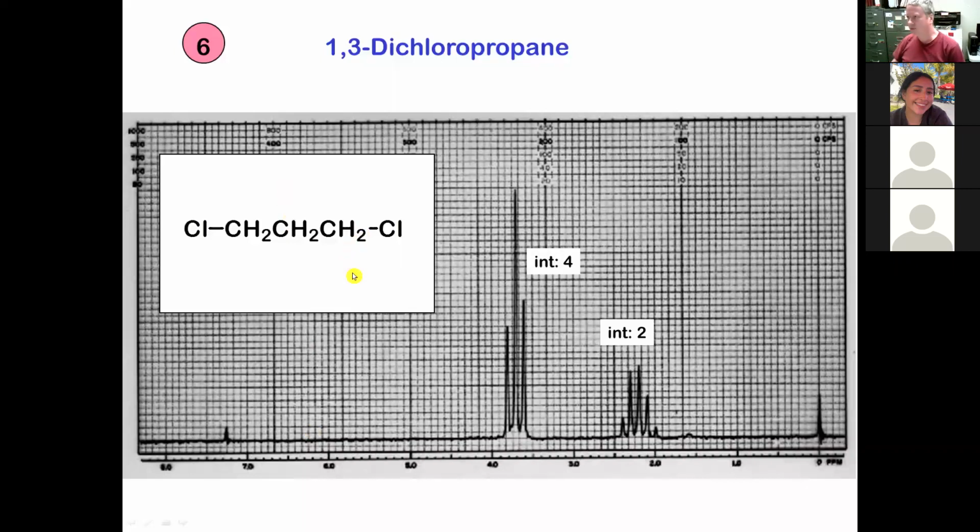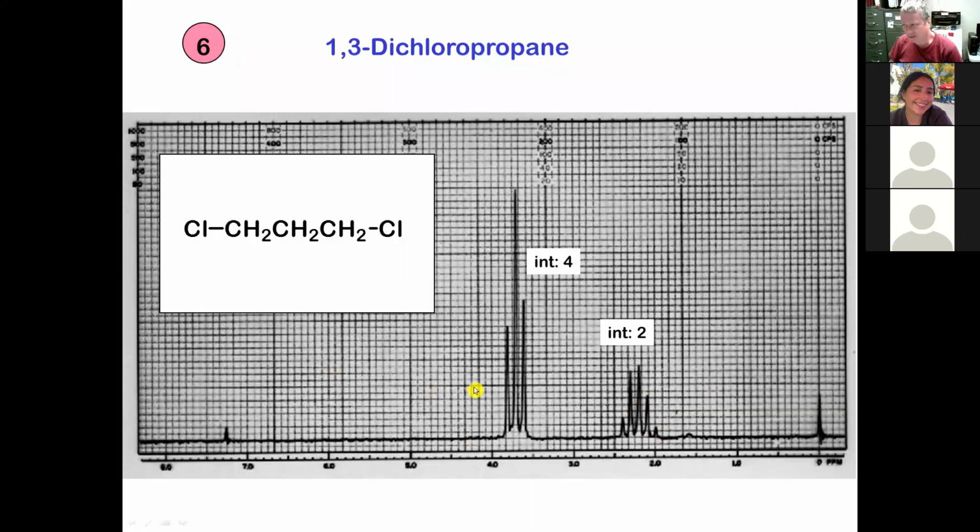1,3-Dichloropropane. In this case, how many unique types of protons are there? Well, we've got the outer ones and the middle ones, so that's 2. The outer ones will integrate to 4, and they will be a triplet because there are 2 neighbors. And then the inner one has how many neighbors? 4 + 1, 5, is a pentet. 1, 2, 3, 4, 5.